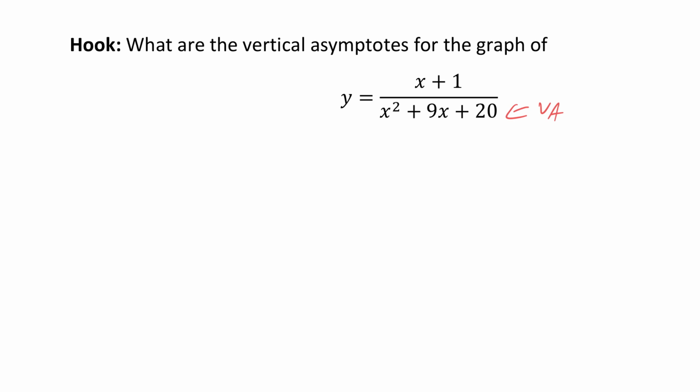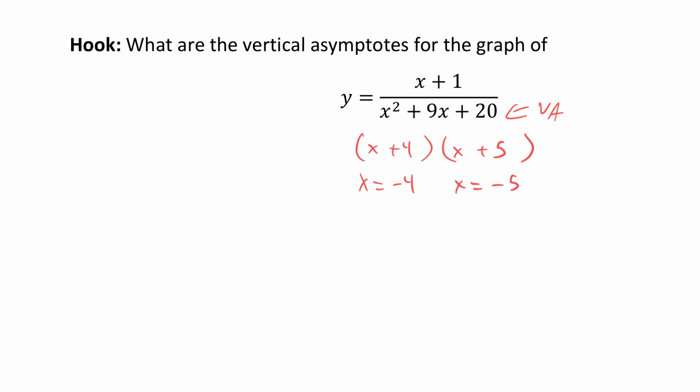Well, the x squared plus 9x plus 20 isn't a great form for talking about that. But if we go ahead and factor this, we can find this as x plus 4 and x plus 5, because 4 plus 5 is 9 and 4 times 5 is 20. What that means is x equals negative 4 and x equals negative 5. Those two numbers will make the denominator 0, and those will create vertical asymptotes.